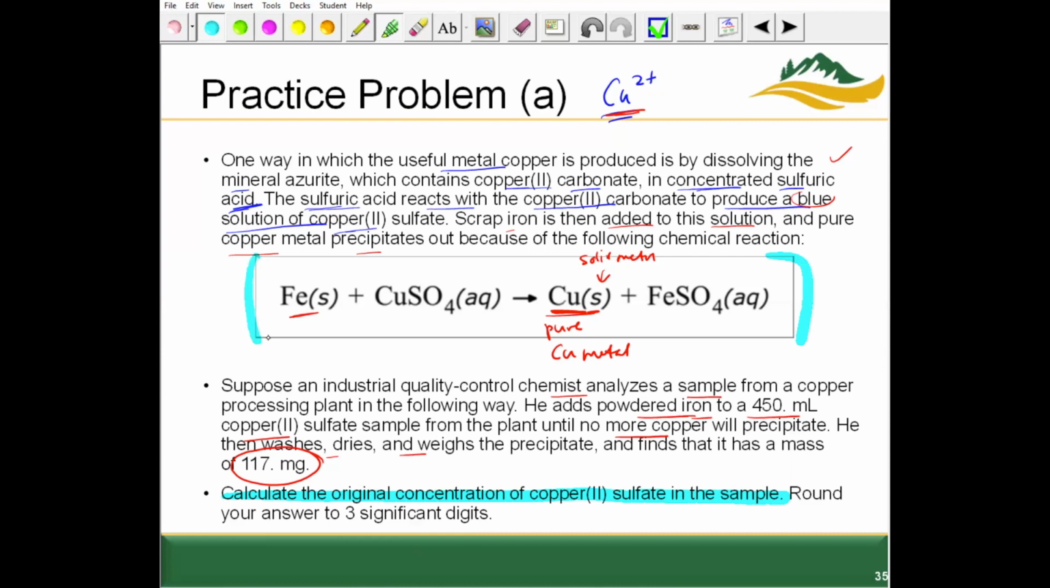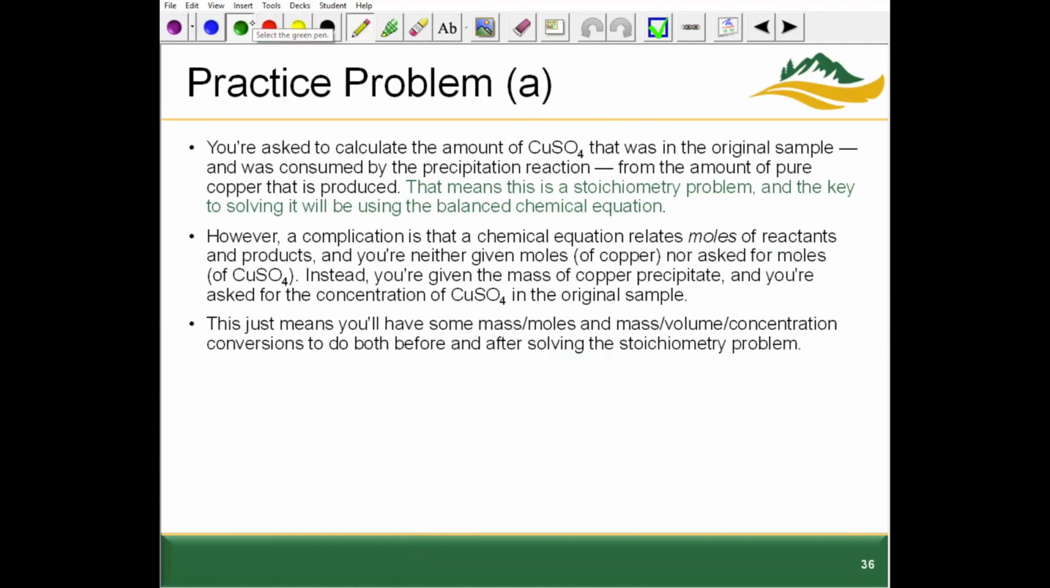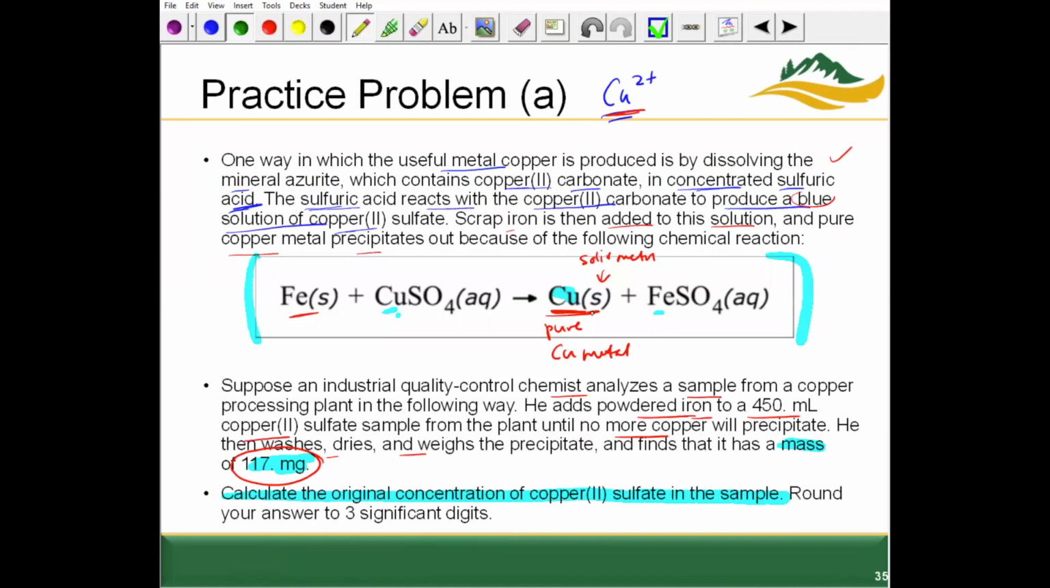Based on this balanced reaction, we do have to make sure it's balanced, and it looks balanced. Based on this reaction and how much we get out at the end, the final mass, we're asked to calculate the amount of copper 2 sulfate that was in the original sample. It was consumed by the precipitation reaction to form a solid, which was then washed, dried, and weighed. So some amount of pure copper is produced, but we want to find out information about the copper 2 sulfate.